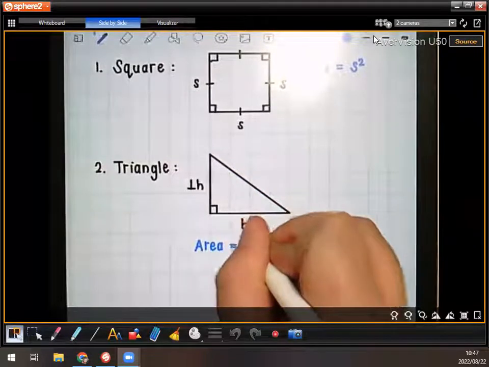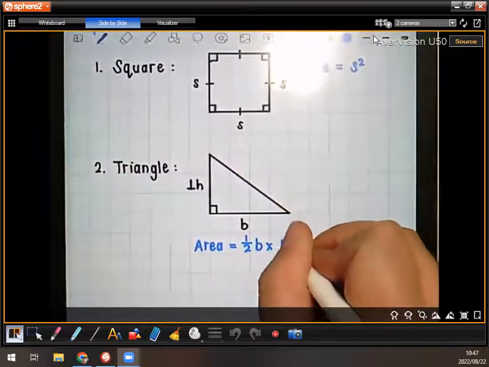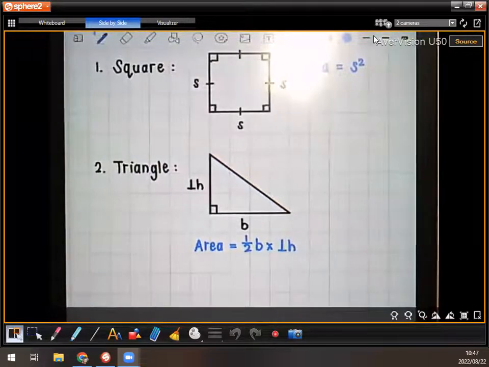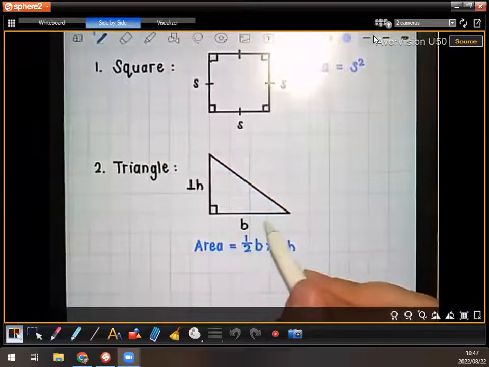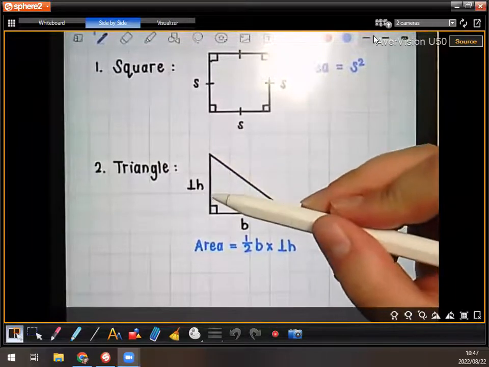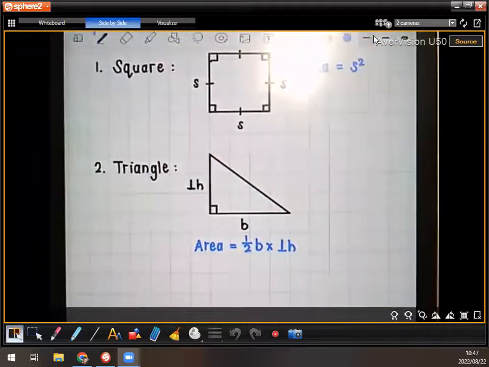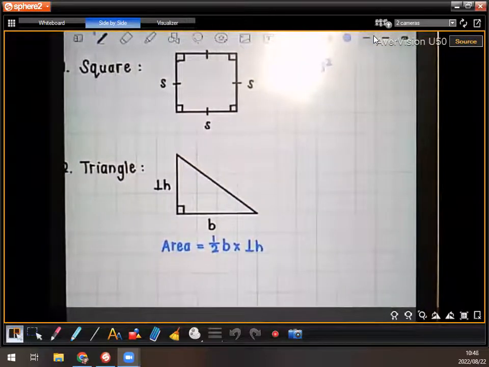Half times half base times perpendicular height. So half times whatever side you choose as the base, and then whichever side is perpendicular to that base. All right. But now they can also give you a triangle that is not a right angle triangle.